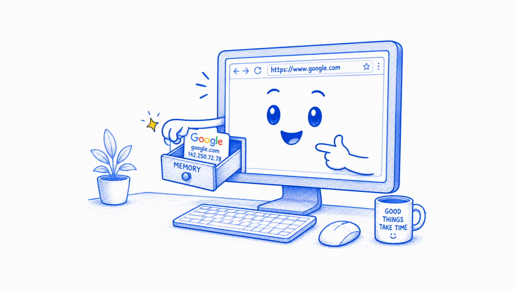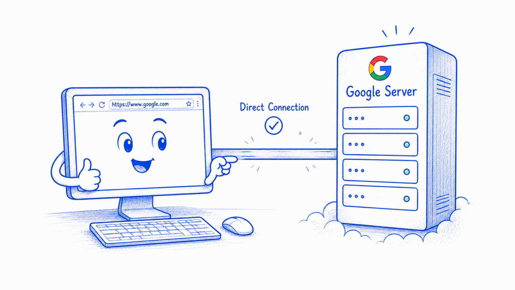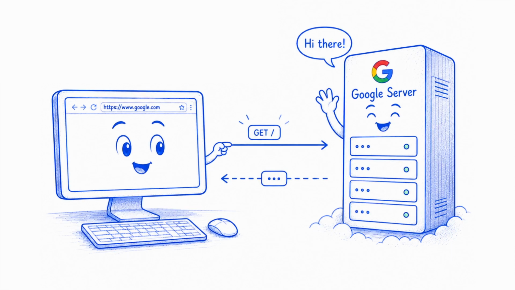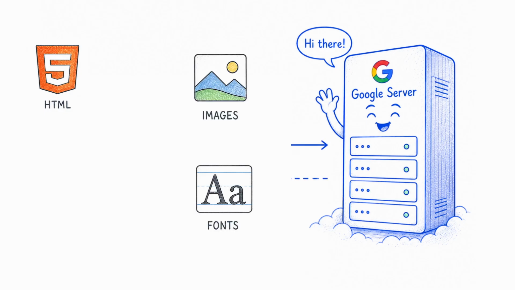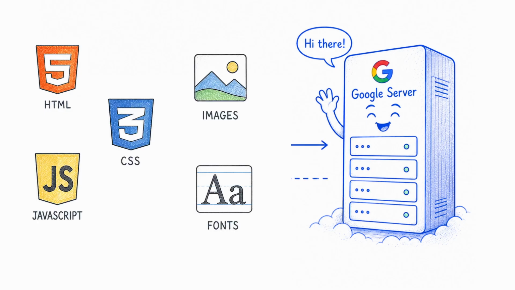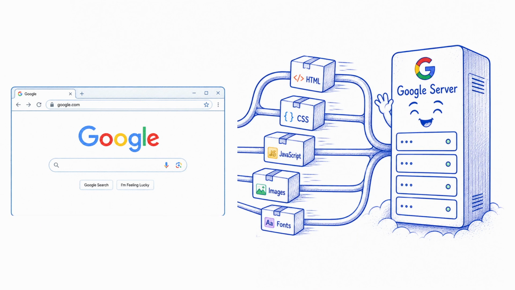Once your computer has Google's IP address, DNS has finished its job. Now your computer connects directly to Google servers. It sends a request that basically says, I'd like the Google homepage. Google responds by sending back everything your browser needs: the HTML, the images, the fonts, the styles, the JavaScript. Your browser takes all those pieces, puts them together, and within moments, the Google homepage appears on your screen.